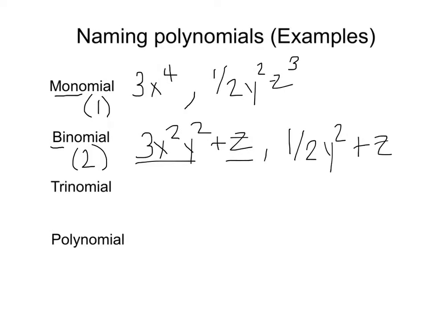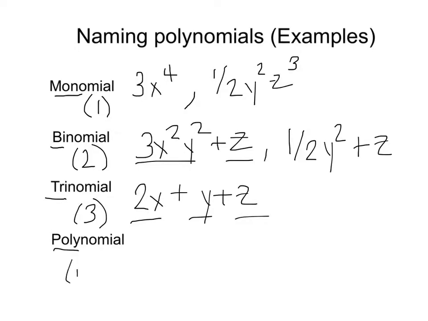For trinomial, we have tri, meaning 3, so we're going to have three terms. So we could have 2x plus y plus z, which is a trinomial because it has three terms. We have the 2x, the y, and the z. Polynomial, poly, meaning many, just means we have many terms. And these are going to be if they have 3 or more terms. So we could also call a trinomial a polynomial if we wanted to.